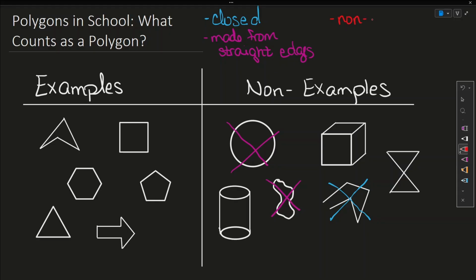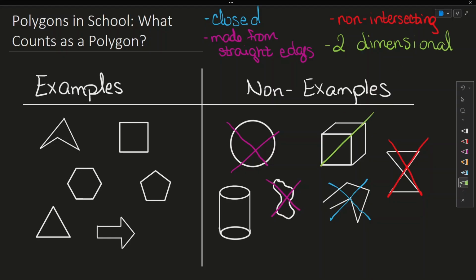The next is non-intersecting. Non-intersecting means the edges do not cross each other. That'll get rid of this option here. And finally, it needs to be 2-dimensional. It needs to be flat, not a 3-dimensional object like a cube or a cylinder.